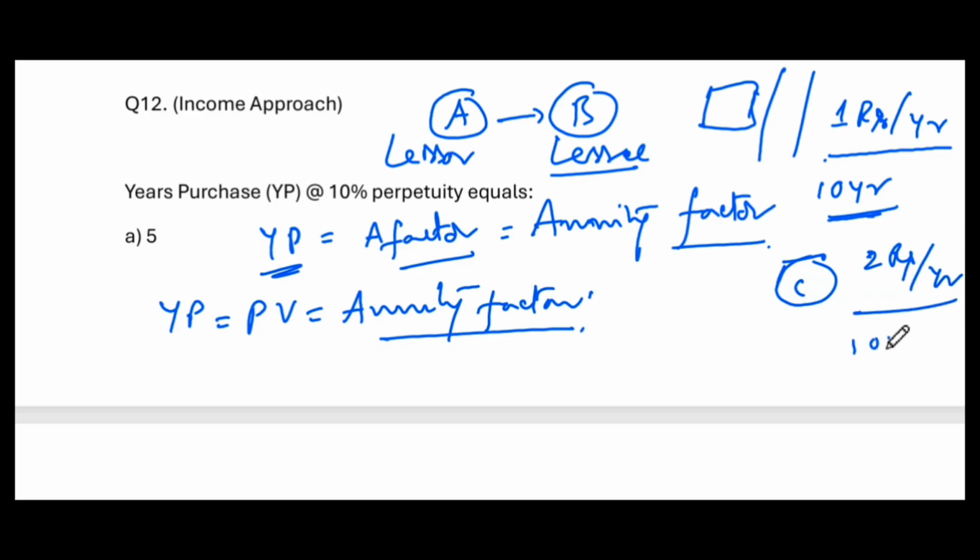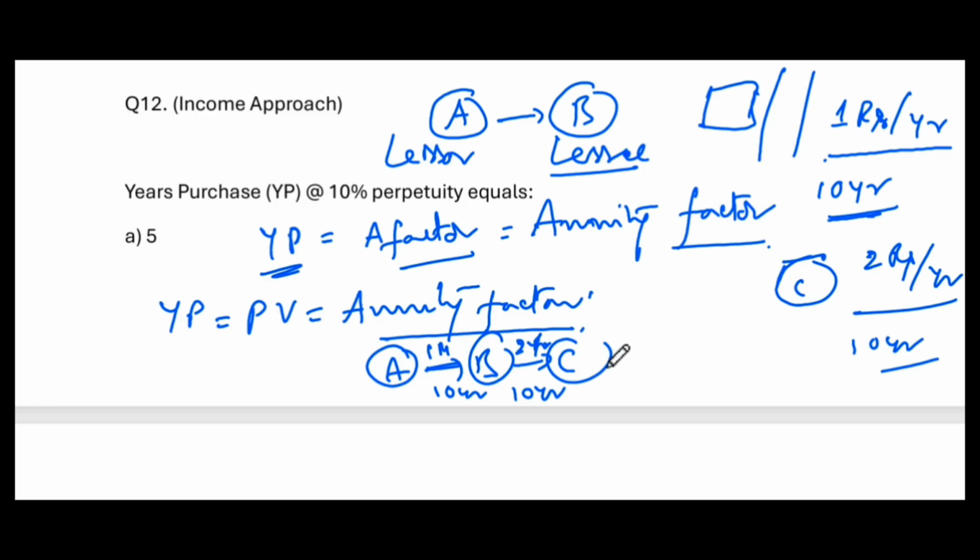Again for 10 years. This is a sublease. Now there are 3 parties: A, B, C. A has given to B for 10 years. Again, B immediately gave to C for 10 years. C is paying to B 2 rupees per year. B is paying to A 1 rupee per year. Okay, this is the concept.